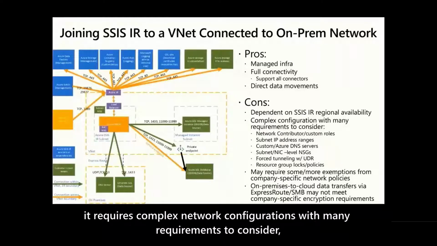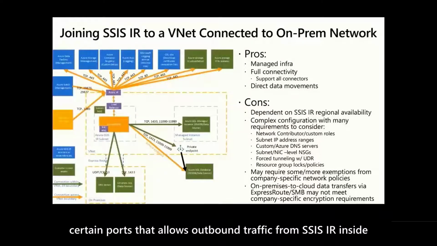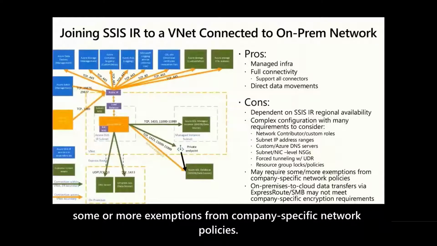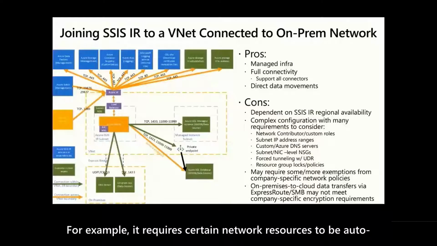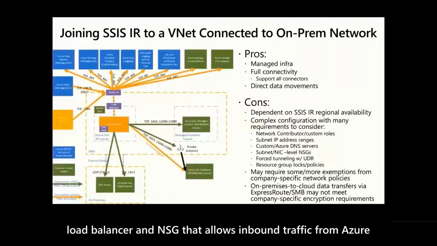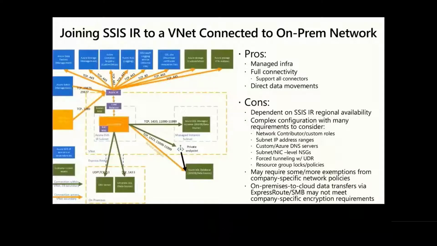It requires complex network configuration with many requirements to consider. For example, it requires Network Security Group or NSG on certain ports that allows outbound traffic from SSIS IR inside your VNet to other Azure resources. And it may require some or more exemptions from company-specific network policies. For example, it requires certain network resources to be auto-created inside your VNet, such as a public IP address, load balancer, and NSG that allows inbound traffic from Azure Batch, our underlying infrastructure, into your VNet to manage SSIS IR.